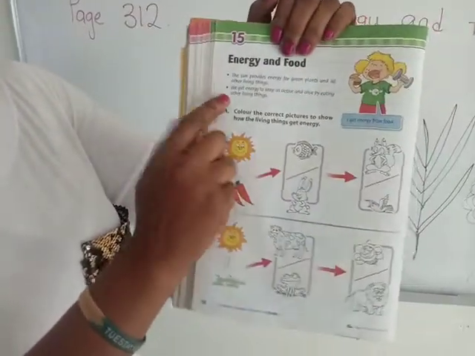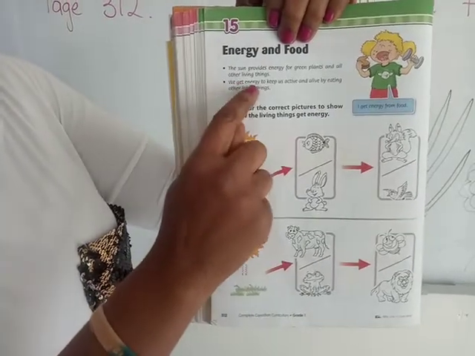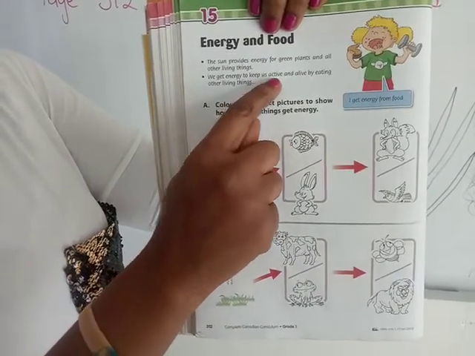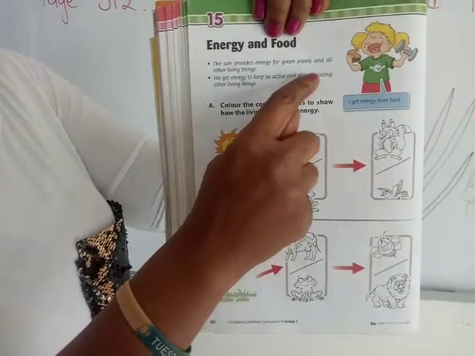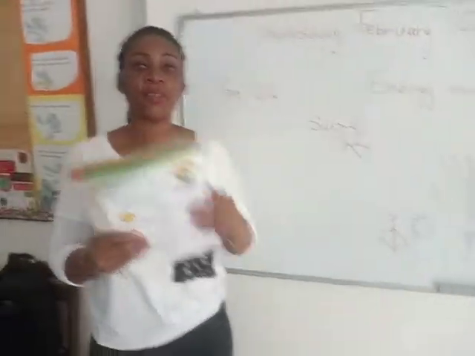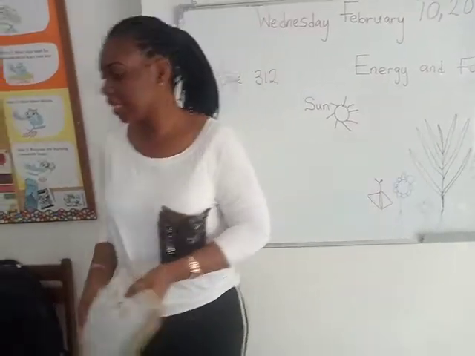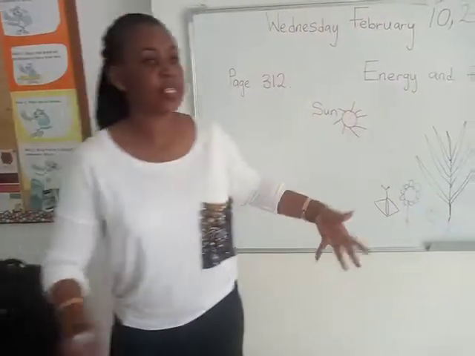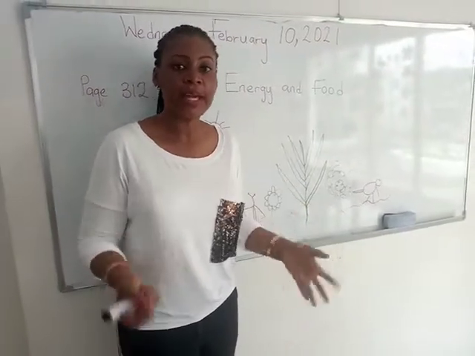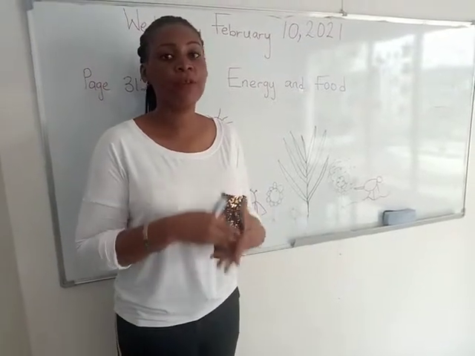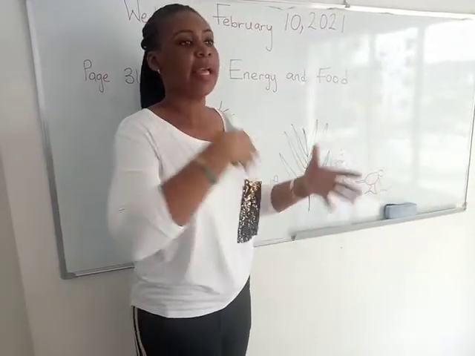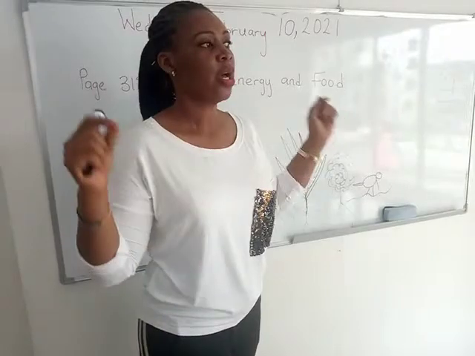And the second point says, we get energy to keep us active and alive by eating other living things. So here it is simply talking about the food chain, okay, where you can see living things eating other living things to be alive. Because if we don't eat, we are going to be very weak and die. We really need food to survive, and we get food by eating other plants and animals, and that's what we refer to as a food chain.